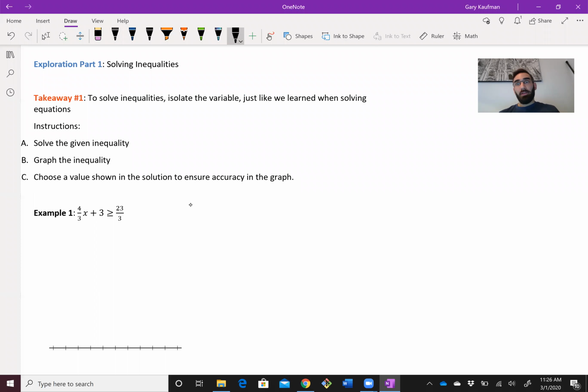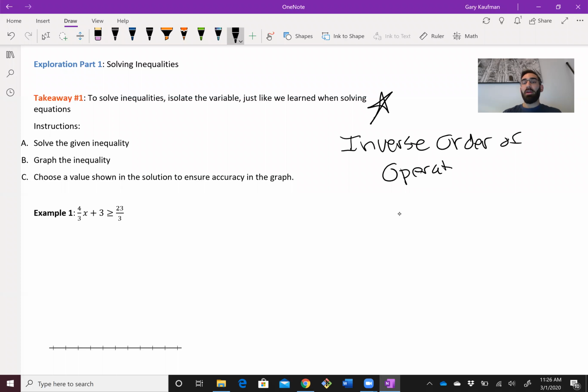So we're going to do some group exploration, even though we're not together. But here's our first takeaway to solving inequalities, and you should really add this to your notes, really important. Solving inequalities, you isolate the variable, just like we learned when solving an equation. We're going to use inverse order of operations. You may remember that we used an acronym, SADMAP, to help us when doing so.